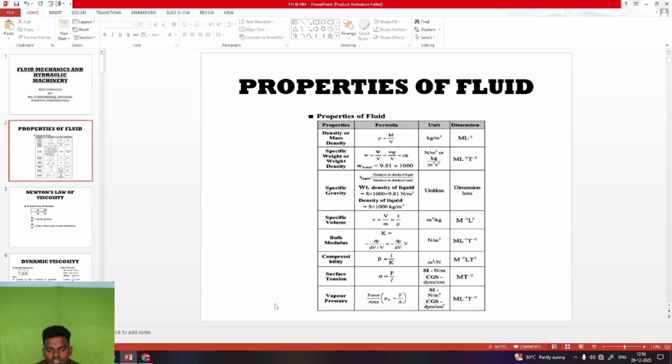And for the vapor pressure, PV is equal to force by area. The SI unit of vapor pressure is Newton per meter square, and the CGS unit is dyne per centimeter square, and the dimension is capital M, capital L power -1 and capital T power -2.